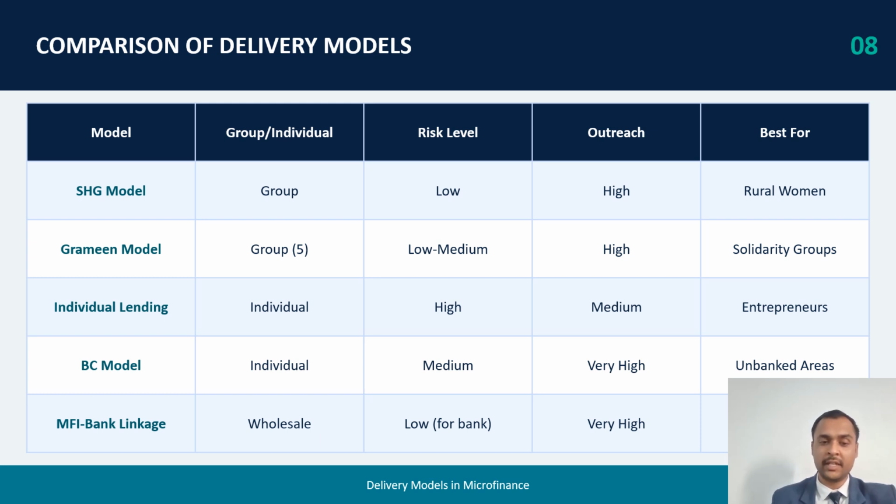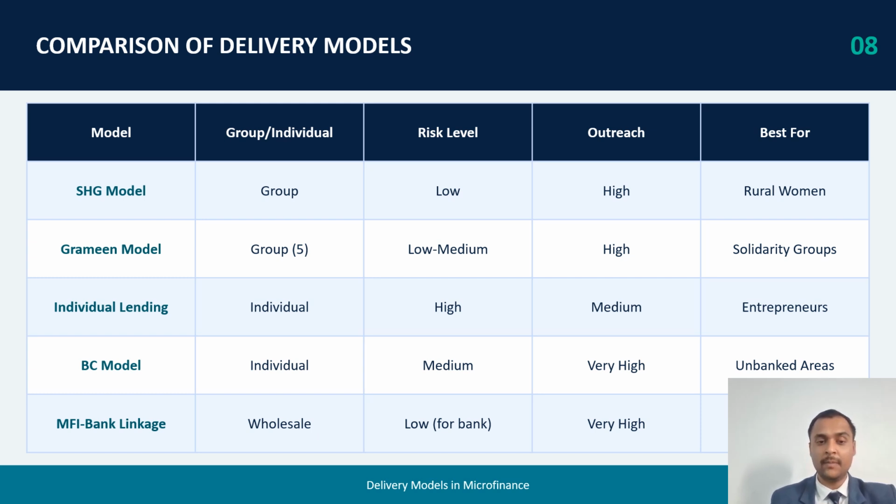Now here is the comparison table. Let's do a quick comparison of all 5 delivery models. This is going to be very useful for your exam. The SHG model: group based, low risk, high outreach, based on rural women. The Grameen model is a group of 5 people, low to medium risk and high outreach, based on solidarity among a group who know each other well. The individual lending model: individual based, high risk, medium outreach, for small entrepreneurs who have some financial background.